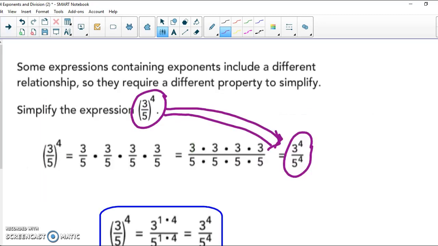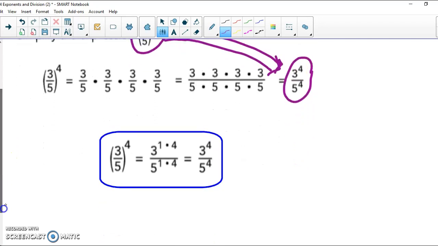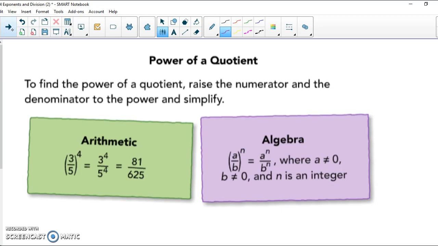So our previous example, we left this as 3 to the 4th over 5 to the 4th. But we could actually take this a step further and simplify. So if I were to do that, then simplifying 3 to the 4th, I would say 3 times 3 is 9, times 3 is 27, 27 times 3 is 81, and 5 to the 4th, 5 times 5 is 25, times 5 is 125, and 125 times 5 gets us to 625.